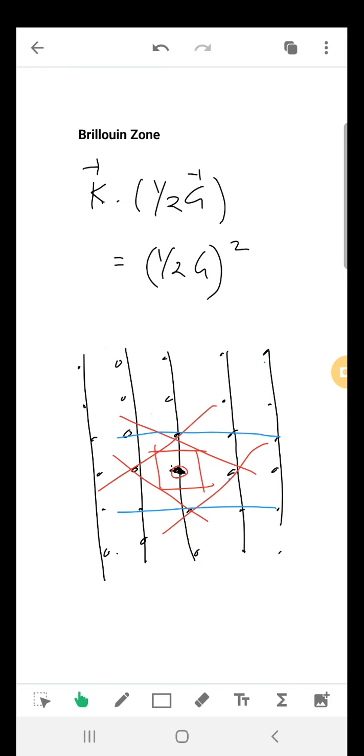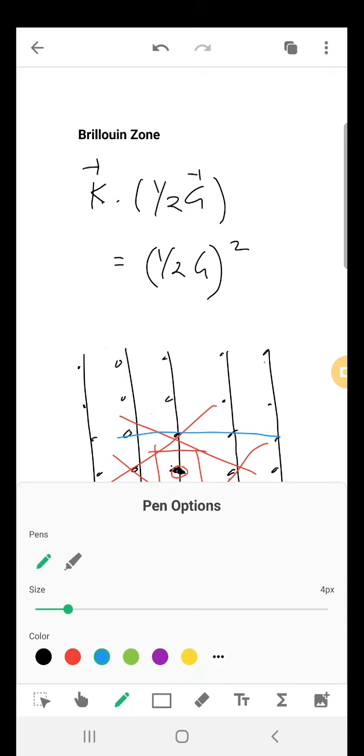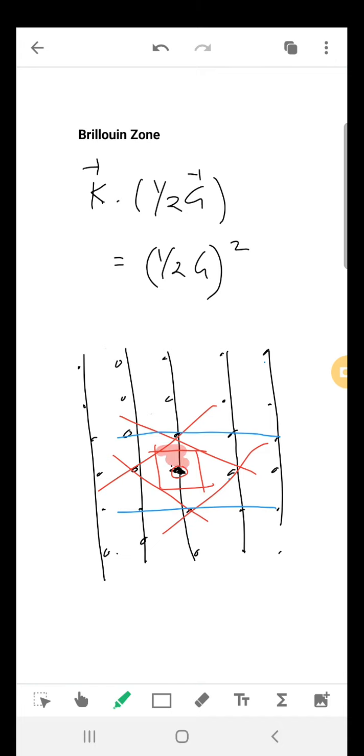Next we have the Brillouin zone formation: k dot half G is equal to half G squared. So we have a reciprocal lattice. Firstly, what we do here, this is the first Brillouin zone. We have the perpendicular bisectors. From this point we draw to the nearest points, and we draw the perpendicular bisectors, and the area covered by the perpendicular bisectors forms the first Brillouin zone.